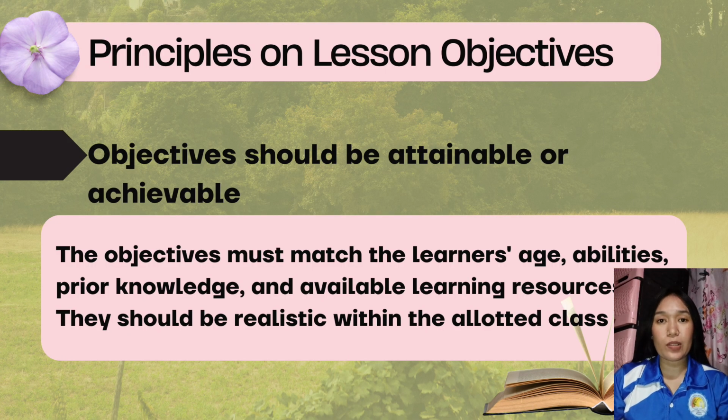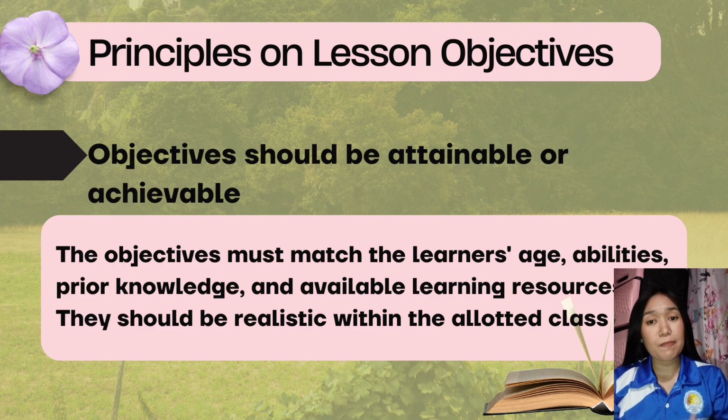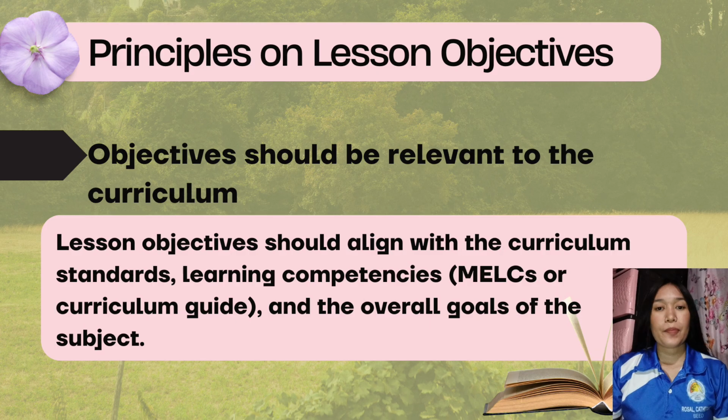The fourth principle is that objectives should be attainable or achievable. This means our objectives must match the learner's age, abilities, prior knowledge, and the learning resources that are actually available. They also need to be realistic within the time allotted for the class. In short, we should not set objectives that are too far beyond what our students can realistically accomplish in one session.